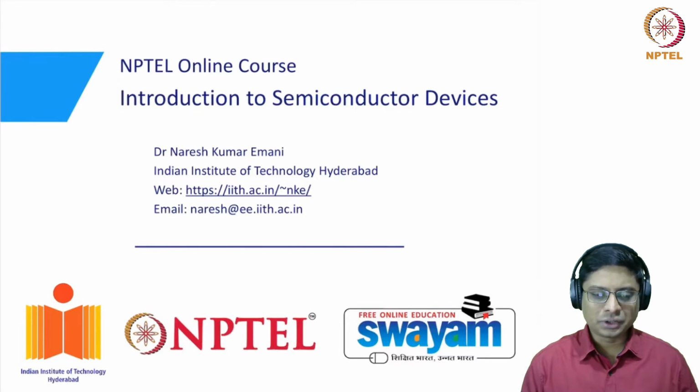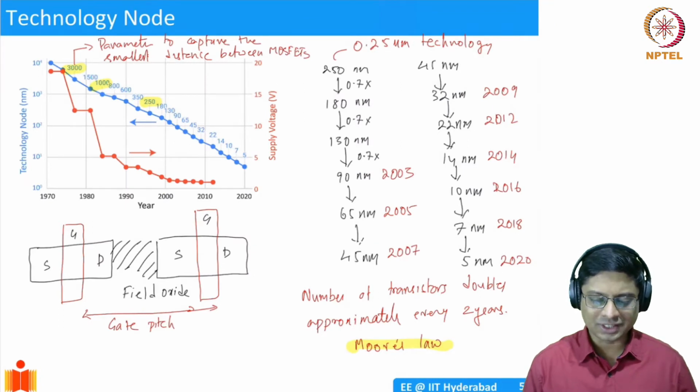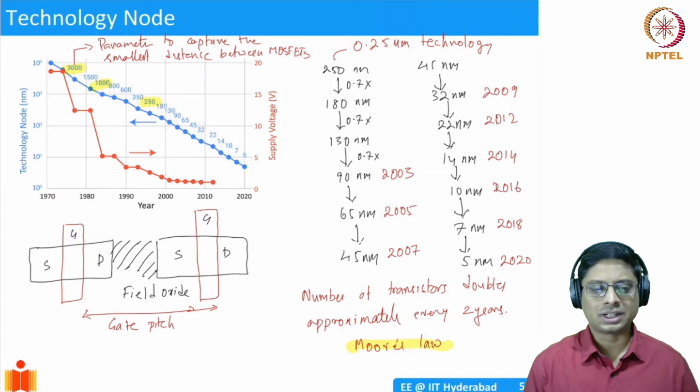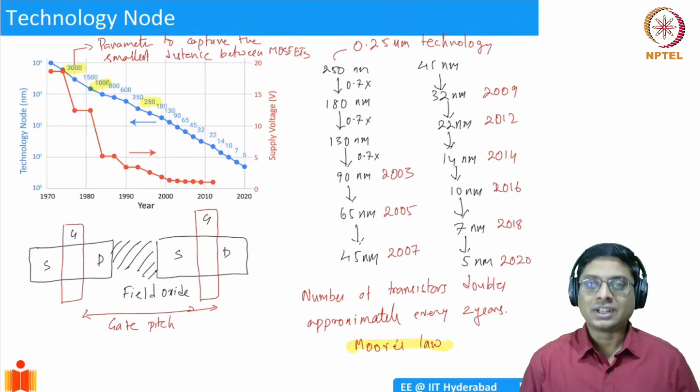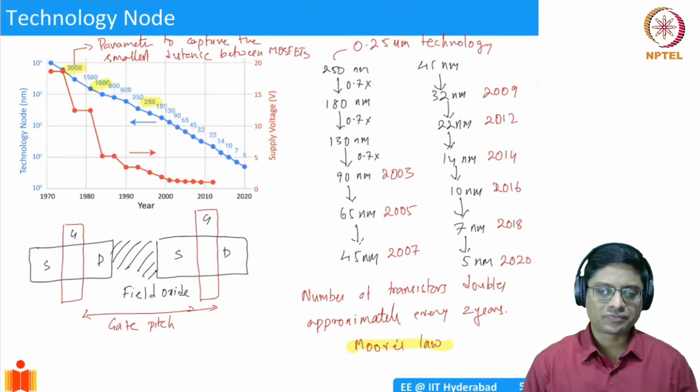But the idea of this course is not really to go into the details of it. So I'll quickly tell you one of the limitations of classical scaling, and how that comes from some physical principles. We can analyze that. So I said that we have to reduce the lateral and vertical dimensions by a factor alpha, and also increase the doping concentrations and reduce the supply voltages. Well, to reduce supply voltages was one of the problems.